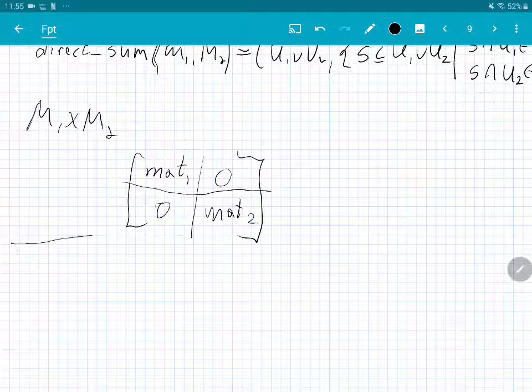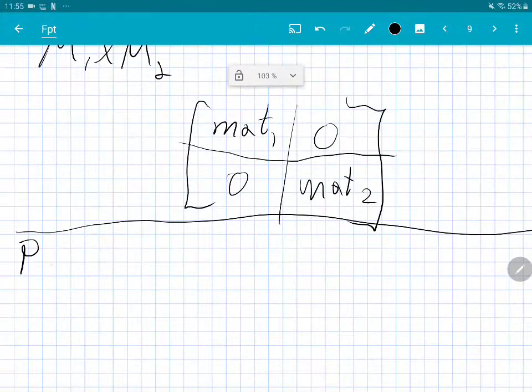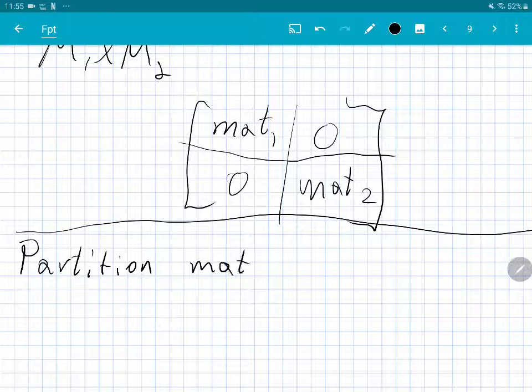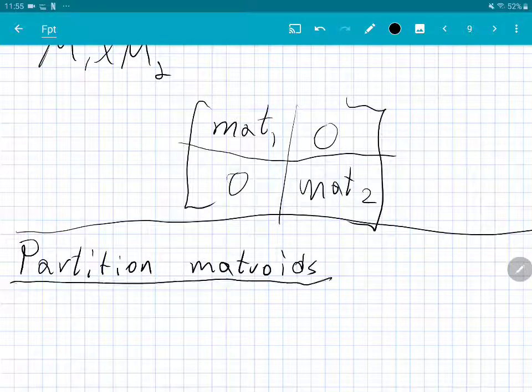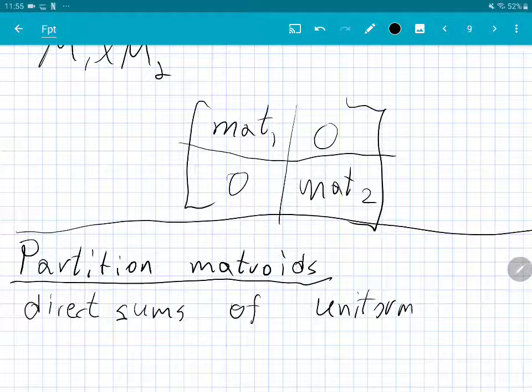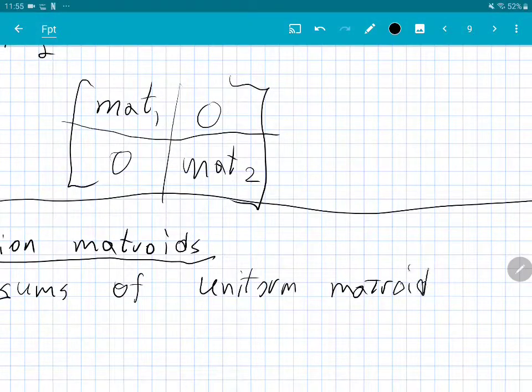The next one are partition Matroids. Partition Matroids, and those are just direct sums of uniform Matroids. I'm sure that was very enlightening, so let me give more details about that.